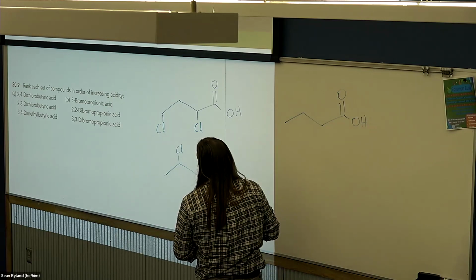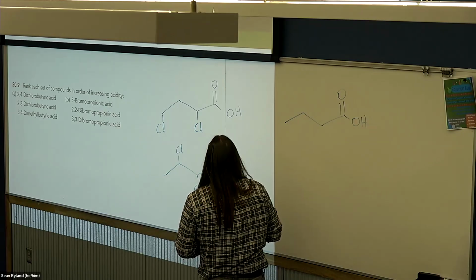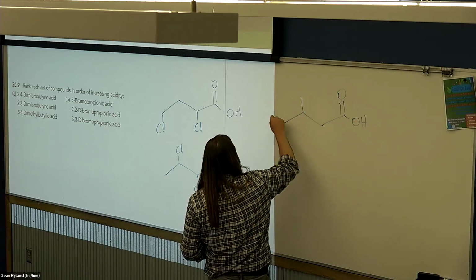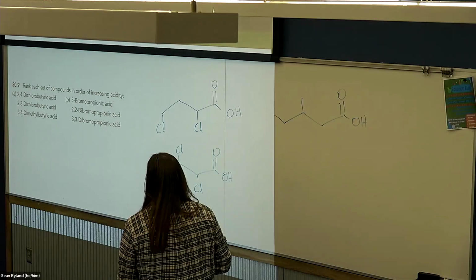That's a typo. What's the typo? Because 3,4-dimethyl butyric acid is really just pentanoic acid.